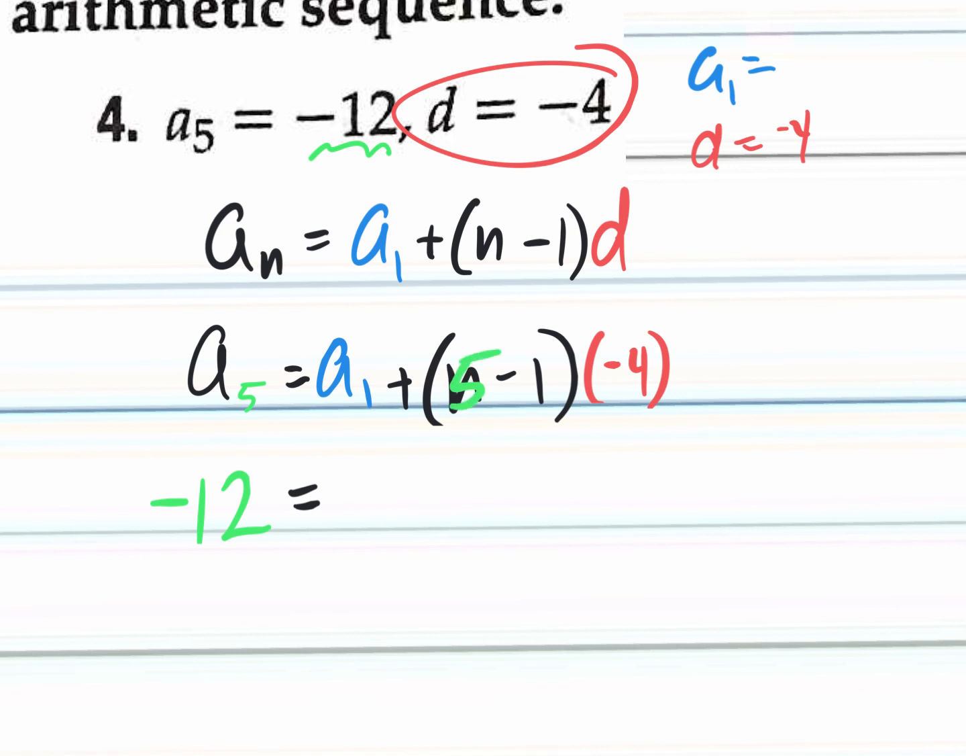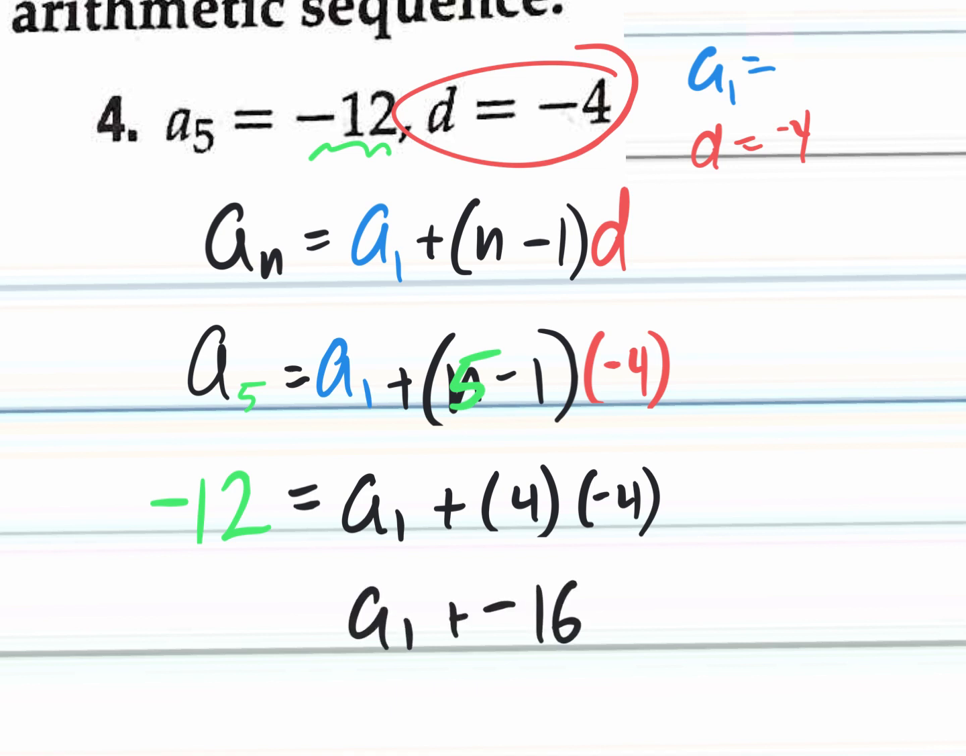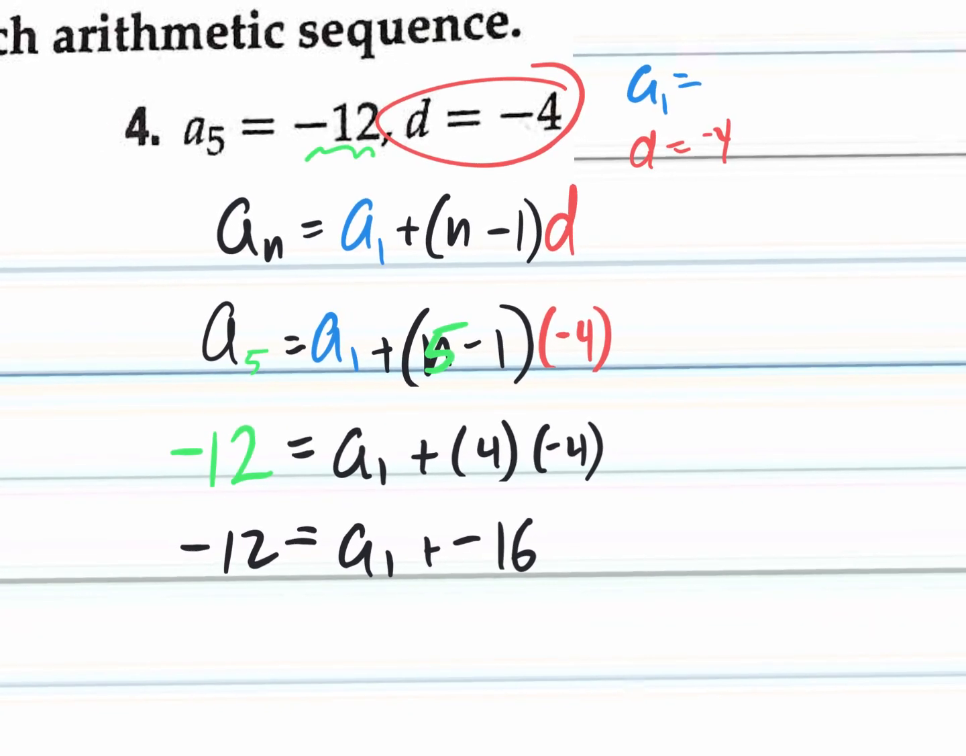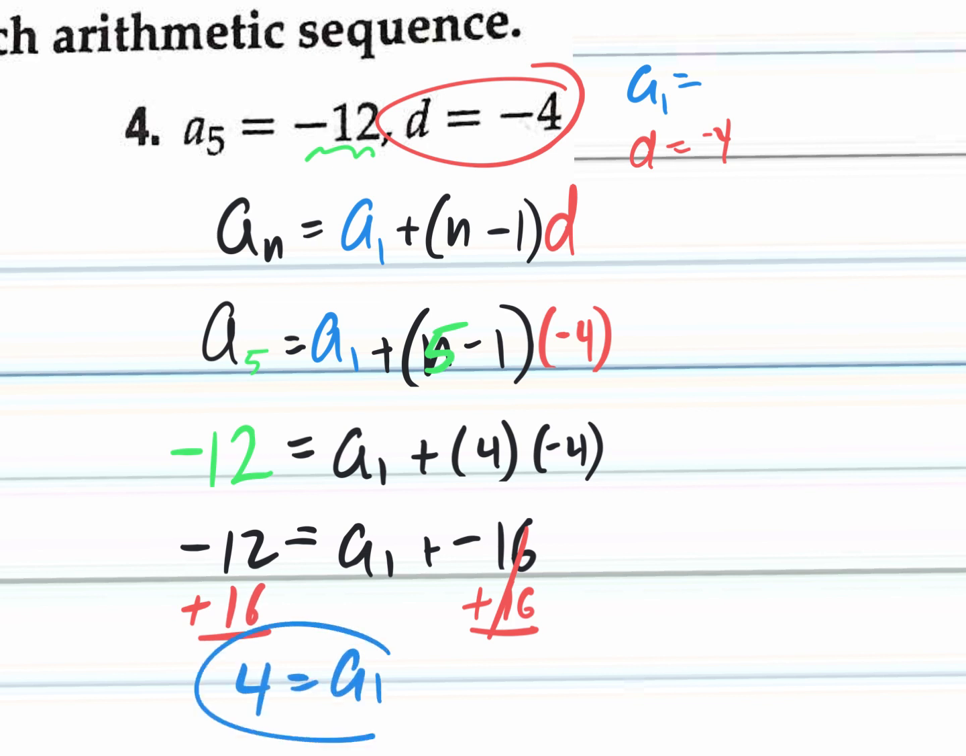So your new equation reads negative 12 equals, we still don't know a sub 1, but that 5 take away 1 is 4, and we have times negative 4. So 4 times negative 4 is negative 16. You have the plus a sub 1 equaling negative 12. And we are solving for that a sub 1 term that we need. So let's get rid of that minus 16 by adding 16 and adding 16, giving us 4 equals a sub 1. So we just found out that a sub 1 equals 4.